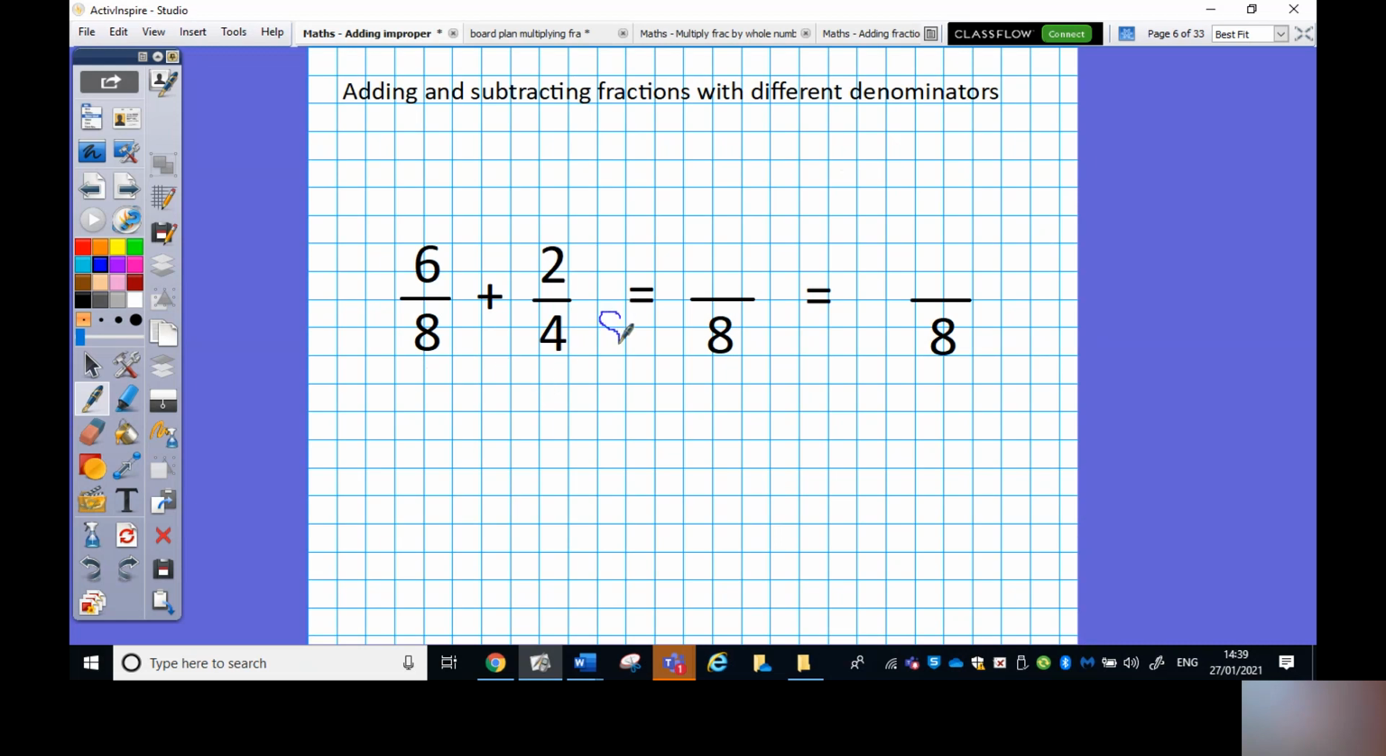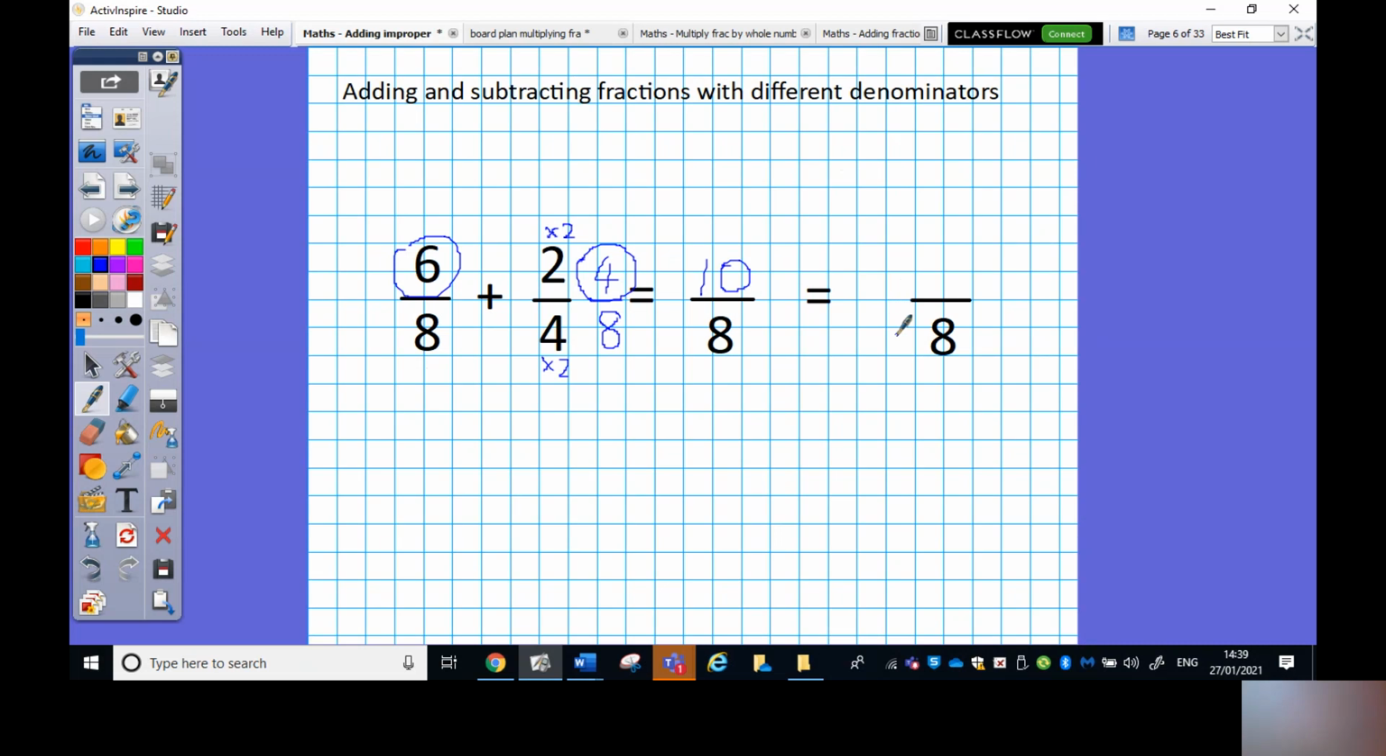Good, 8. So let me just write that down here. What must I do to 4 to get 8? Good, times 2. And so therefore, whatever I do to the bottom, I do to the top. So the equivalent fraction is 4/8. Now I can add 6 plus 4 equals 10. Brilliant. So this is my answer as an improper fraction.